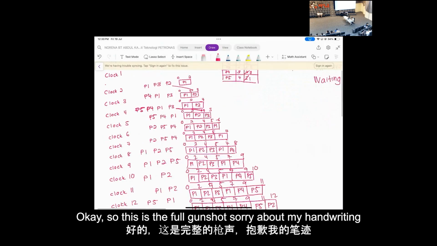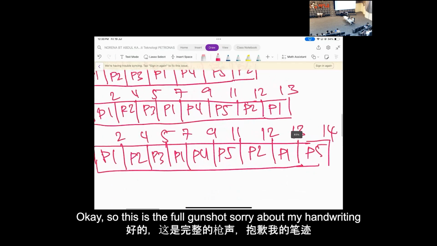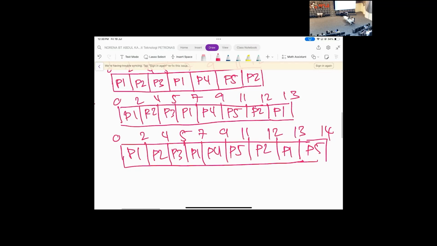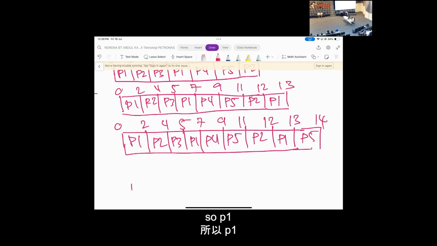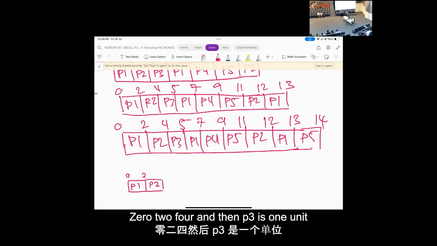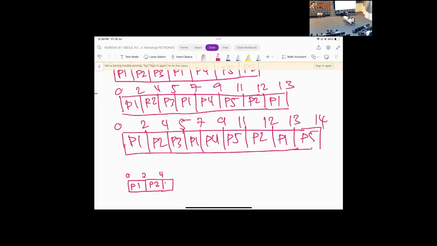Okay, so this is the full Gantt chart. Sorry about my handwriting, it's bad. Never mind, I'll just draw it again. So P1, and then P2, 0, 2, 4, and then P3 is 1 unit, and then P1 is 2 units.